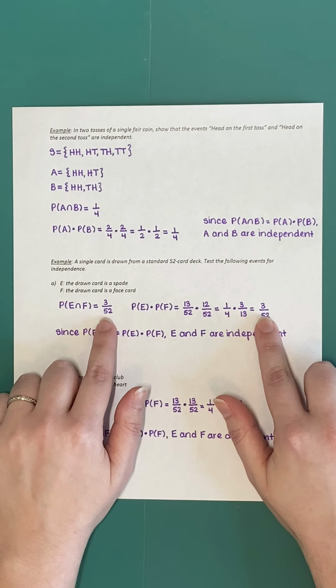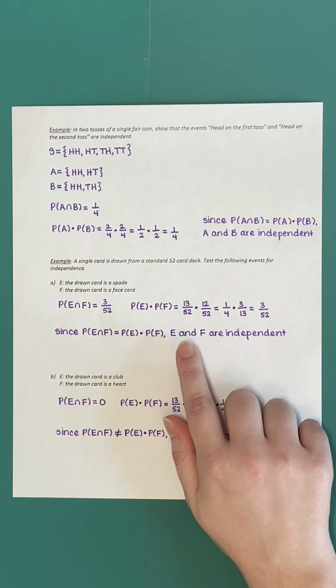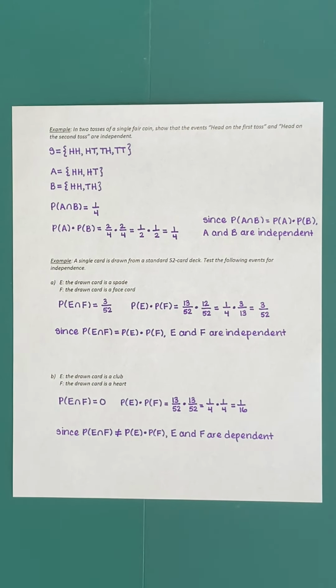Because those two values are the same, we can determine that E and F are independent. In other words, if we draw a spade, it makes us no more or no less likely to get a face card. If we draw a face card, it makes us no more or no less likely to get a spade. The probabilities are the same regardless of whether or not one event occurs before the other.